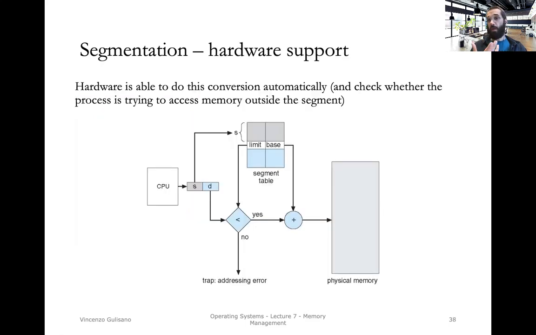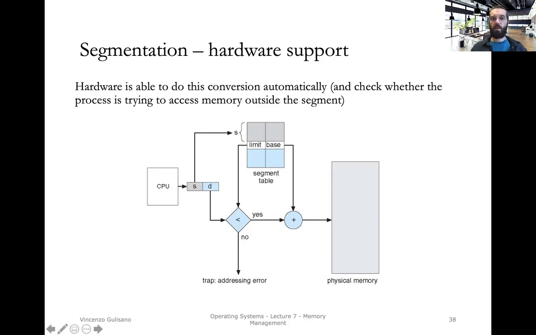You also need to complicate a bit the hardware in this case, because you cannot translate, you cannot check, as we did before, if you are trying to access a logical address that is below the limit, and then if that is the case, just sum the base register or the relocation register. Here you need to specify what is the segment you want to access, and then you will need to specify the address inside that segment.